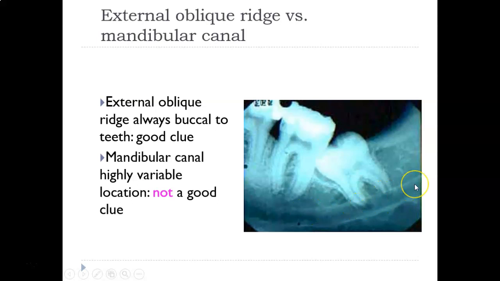The canal starts very lingual, and then it travels down your mandible, and then it exits out the mental foramen, which is very buccal. So the canal in itself is a very poor location device because it changes. In some places it's more lingual, in some places it's more buccal. So the canal is not a good landmark to use, but as we know, the external oblique ridge is, because that's always buccal.